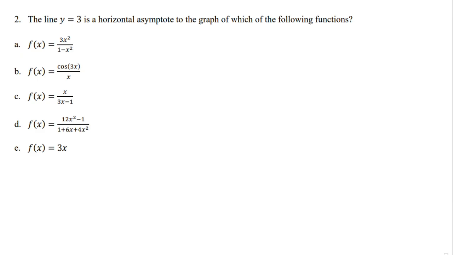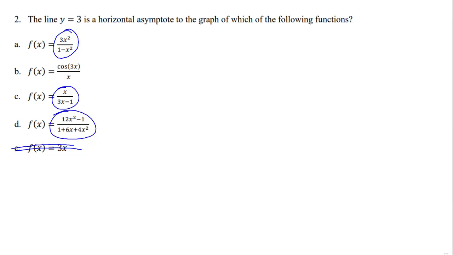For this one, we have the line y equals 3 is a horizontal asymptote to the graph of which of the following functions. So y equals 3 would be a horizontal asymptote when the limit as x approaches infinity of this function equals 3. We should know for rational functions like this one and this one and this one that we have to look at the degree of the numerator and the degree of the denominator. Now, we can write out the full limits, but if this was a multiple choice question, we wouldn't have to actually write out the limits. We would just circle the right answer choice. This one we can be certain is wrong. A linear function never has an asymptote.